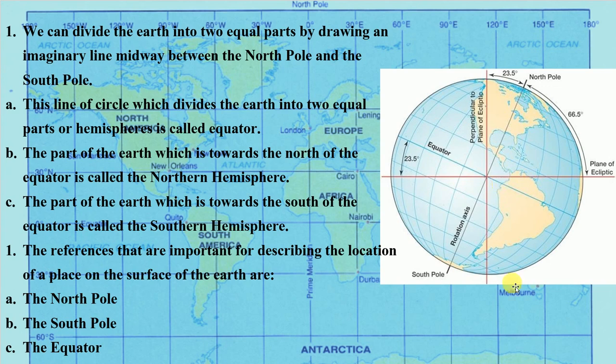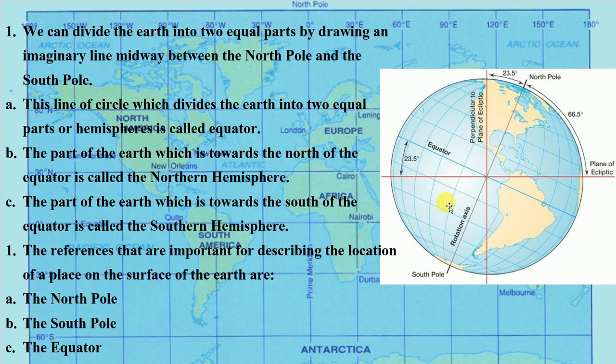Okay, this is the equator, this blue line you can see here. The part of the earth to the north of the equator is known as the northern hemisphere, and the part of the earth towards the south of the equator is called the southern hemisphere.